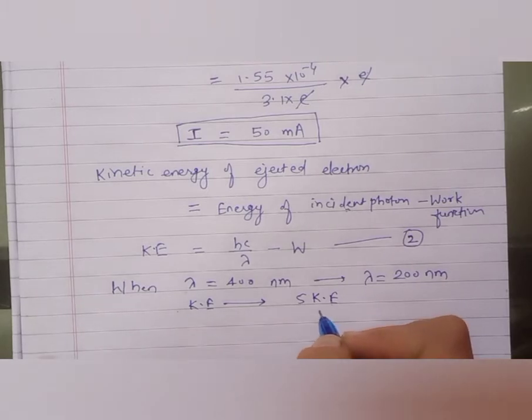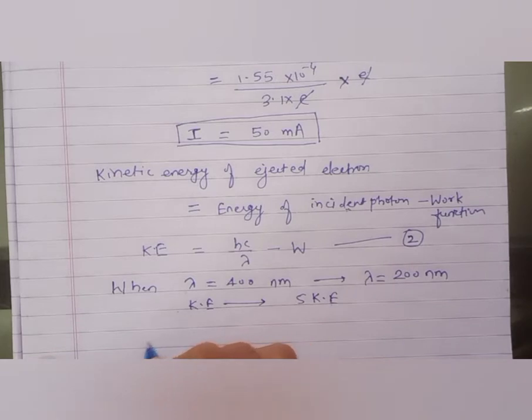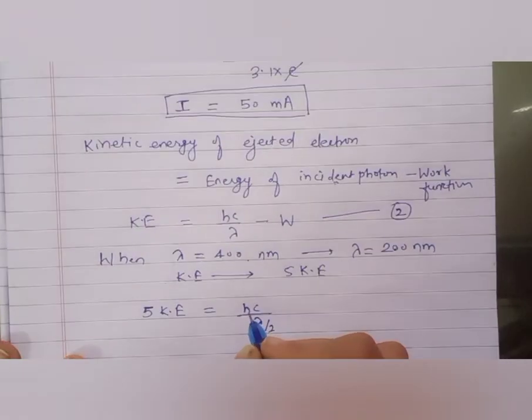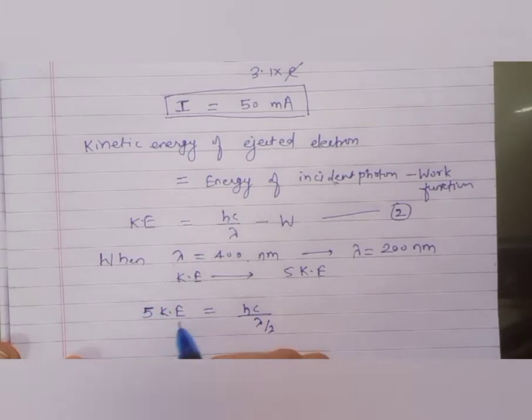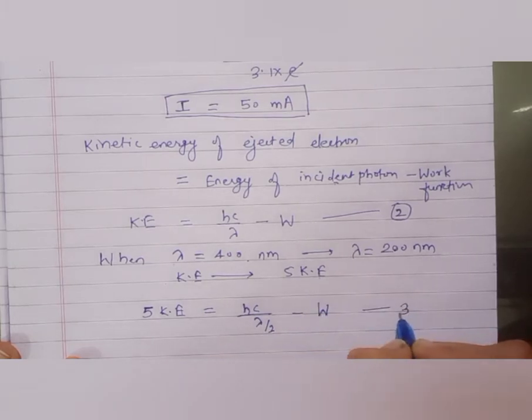So what we will do is write the equation for 200 nanometer. What happens? Kinetic energy becomes 5 times when wavelength is reduced by half. So hc upon lambda, where lambda is reduced by half, and at that time kinetic energy increases by 5 times. So 5 times kinetic energy equals hc upon lambda by 2 minus w. Suppose this is equation 3.